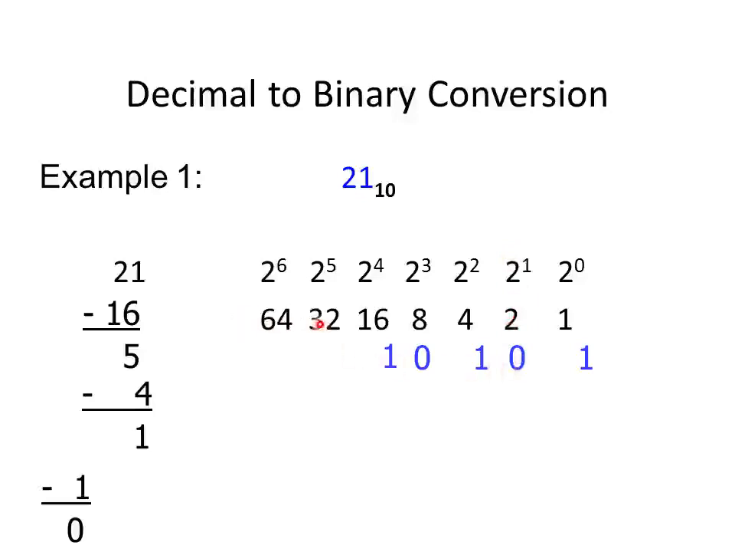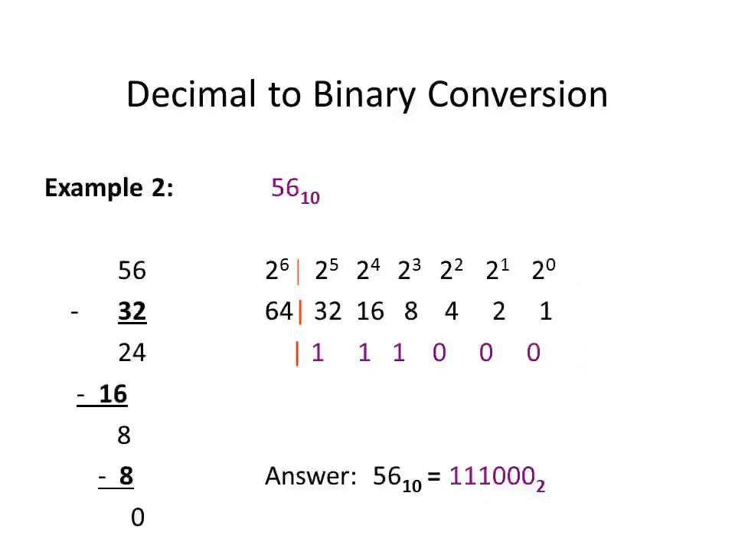So if a digit, that is a power of 2, is not subtracted from the number, then we place 0, and if it is subtracted, then we place 1. In this way we get 1, 0, 1, 0, 1. This is a binary number.